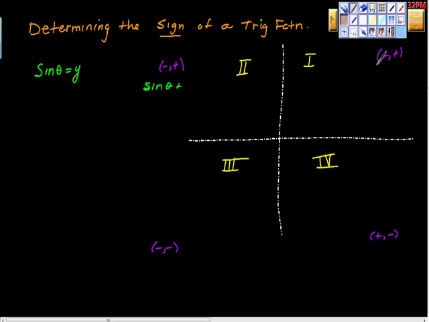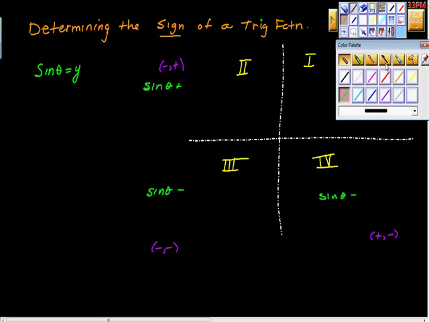And sine theta is positive here, isn't it? Because y is positive, so sine theta is positive here. If it's not positive in a quadrant, then it's automatically negative. And it makes good sense, because sine theta is y, and y here is negative, and it's also negative here. So I'm going to write that in: sine theta is negative here, and here, isn't it? Okay, I think that makes good sense.